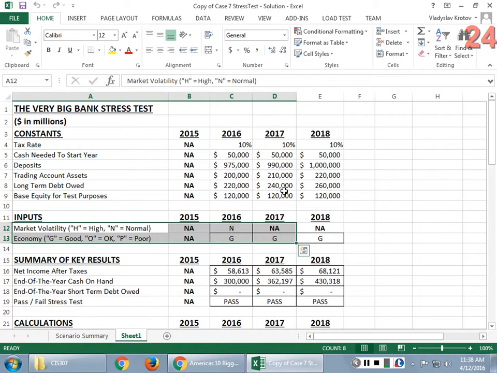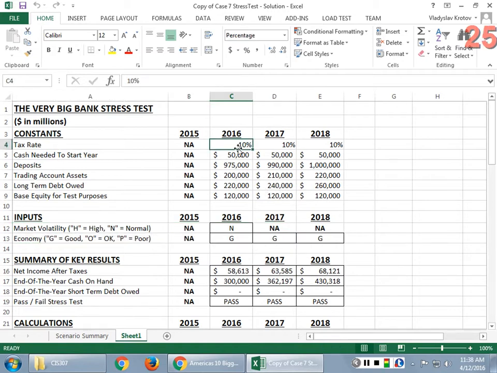Otherwise, you'll have too many formulas, too much complexity, and you will never be able to fully understand what's happening in your model. So one thing that is assumed is that your tax rate will remain constant for the next 3 years. It will be 10%.